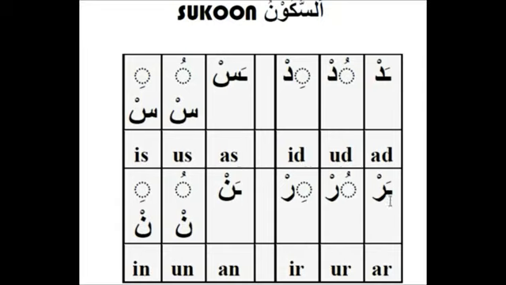Here the ra, the sound would be r, the sound of the ra. So it would not be ra as if it had a fatha on it, or ru or ri, just r. Or if it was followed by a fatha, it would be ar, as you can see here in the example. So the concept is very simple. The chart makes it look complicated, but it really isn't. It's very much nothing.